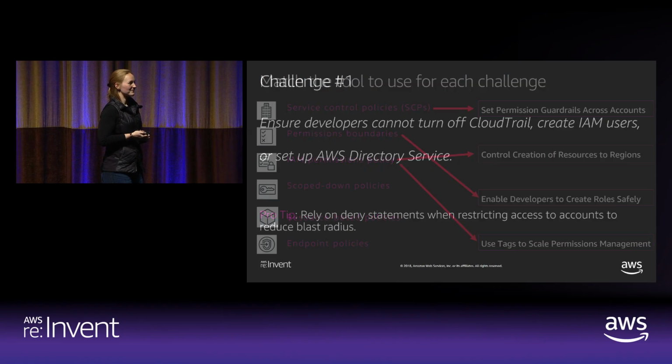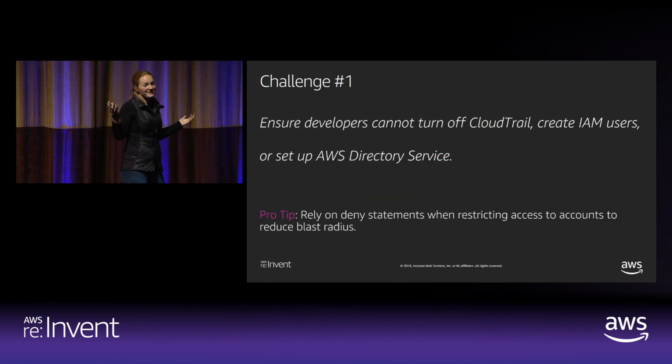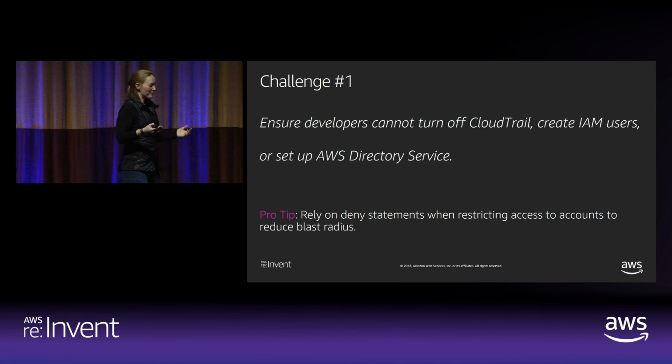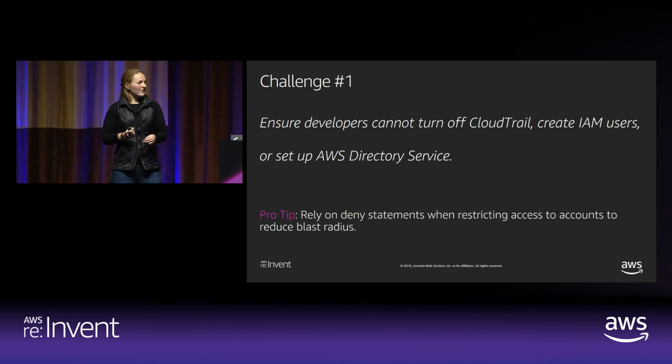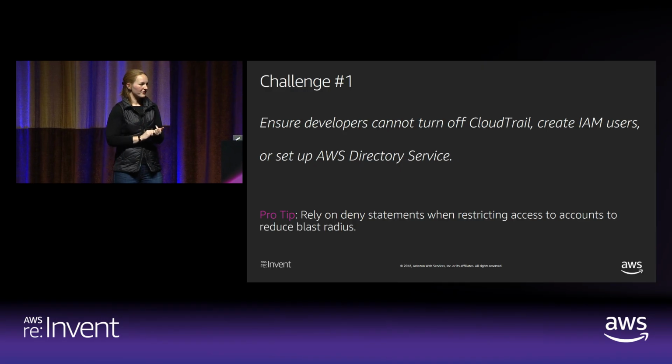All right. Here we go. So this is where I'm going to start demoing stuff. I'm going to be flopping back and forth between the IAM console, command line, you name it. First, ensure developers cannot turn off CloudTrail, create IAM users, or directory service. I'm going to use a service control policy.